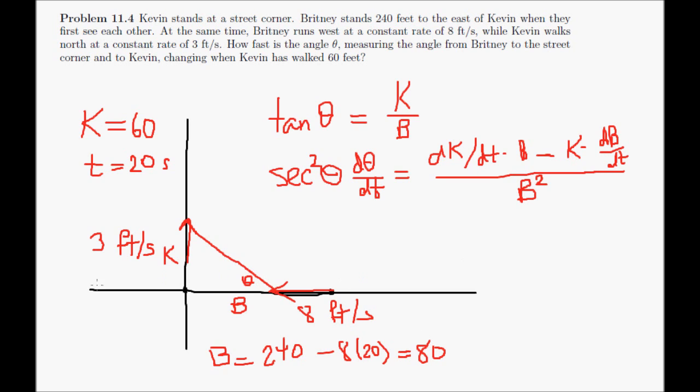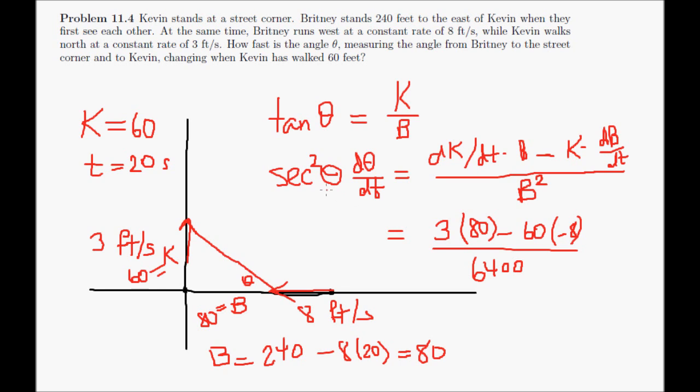Okay, so at the time in question, k will be equal to 60, and b will be equal to 80. So that means on the right-hand side, dk dt is 3. B is given to be equal to 80, or not given, but we figured out that b is 80, minus k, which is 60, times dB dt, which is negative 8, divided by b squared, which is 6,400.